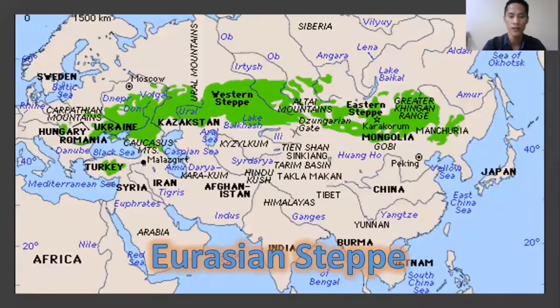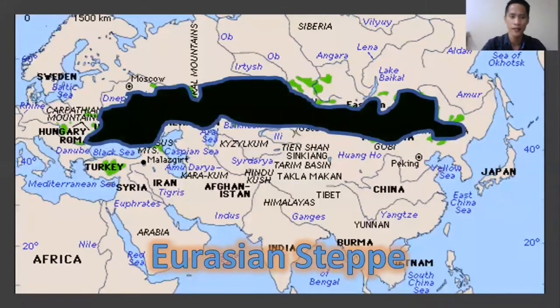Moving on to our lesson. One of the largest plains in the world is the Eurasian steppe. It is present in the continent of Europe and Asia. That's why it's called Eurasian steppe. It runs from the eastern part of Asia, as you could see, to the western part of Europe.